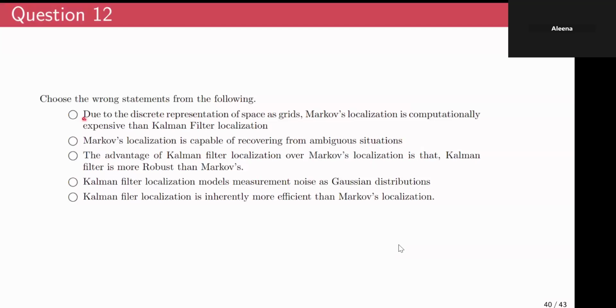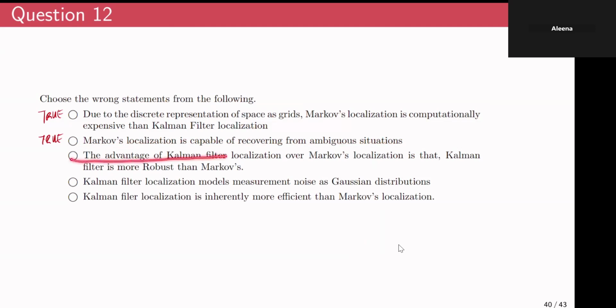Okay. So due to the discrete representation of grids, Markov localization is computationally more expensive than Kalman filter. We have come across this point numerous times, so that is indeed true, right? Markov is computationally more expensive than Kalman filter localization. I'll label this as true. The second statement is Markov localization is capable of recovering from ambiguous situations. That is also a true statement as per the definition of Markov localization.